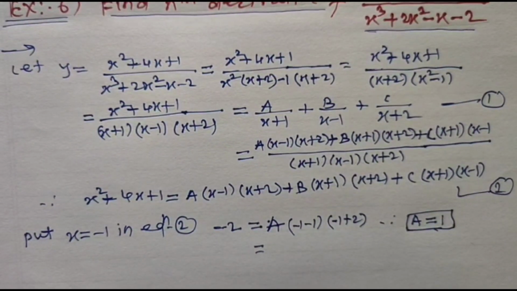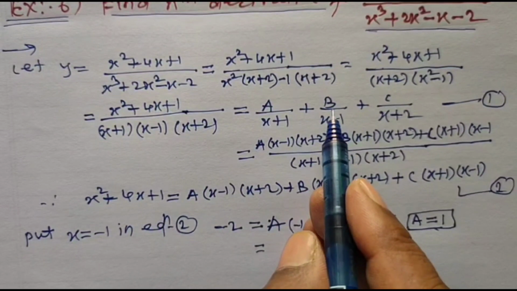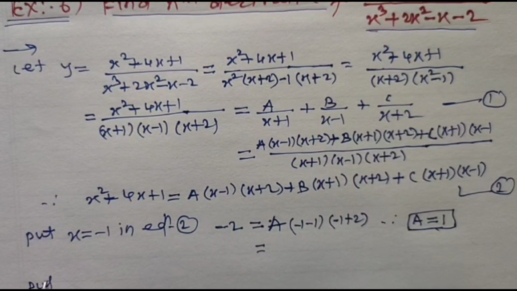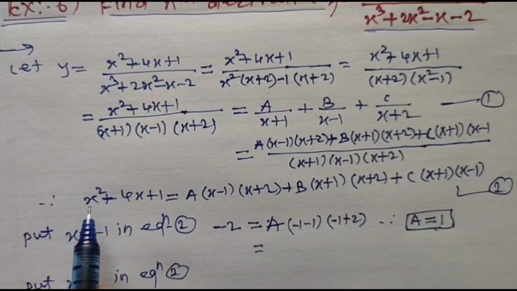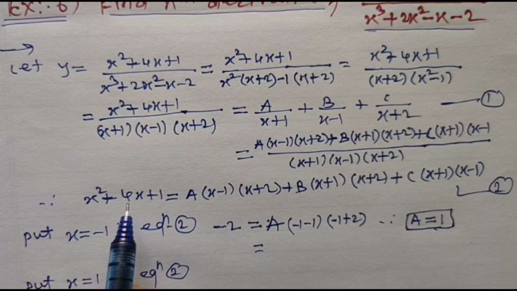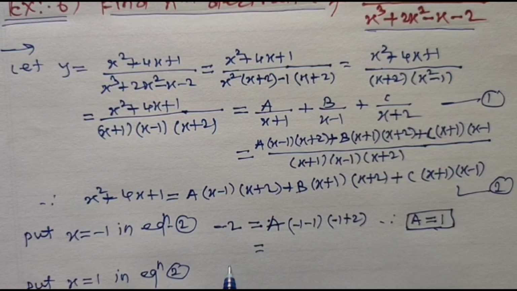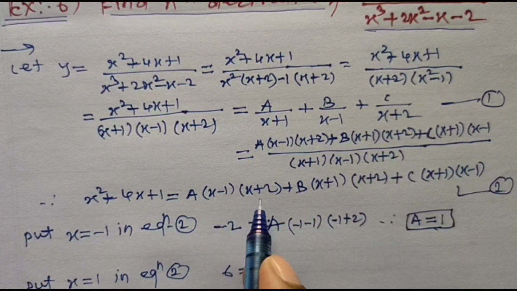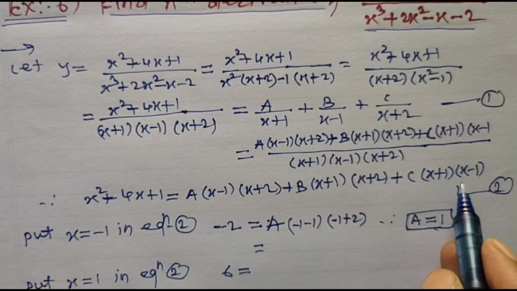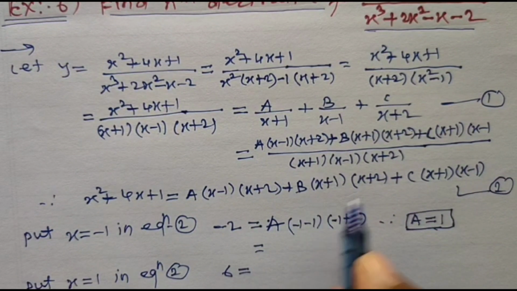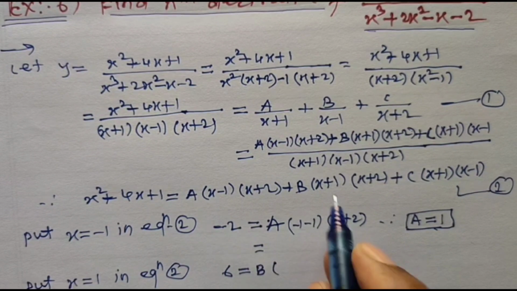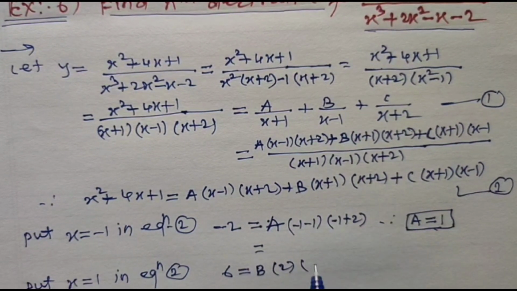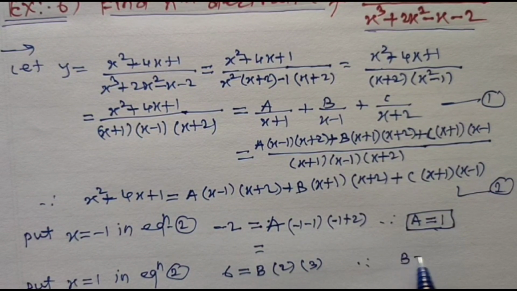Now we have to find out the value of arbitrary constant b. Put x is equal to 1 in equation 2. Hence 1 square, that is 1, 1 plus 1, 2, 2 plus 4, 6. 6 is equal to b. This term becomes 0 and this term also becomes 0. Only we have to put the value of x in this term. b into 1 plus 1, 2, 1 plus 2, 3. Hence b is equal to also 1.